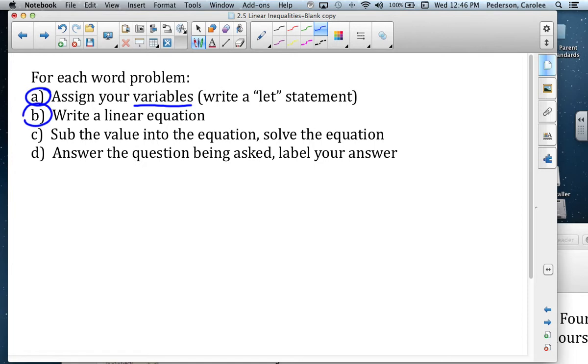Part B, we want you to write an equation or an inequality. Part C, then we substitute that value in to solve for the equation or to solve for the inequality. Part D, you need to label your answer. Students forget to do this when they are doing their homework, and especially when I see it on tests and quizzes, you forget the units like feet or inches or years. You must have those things.